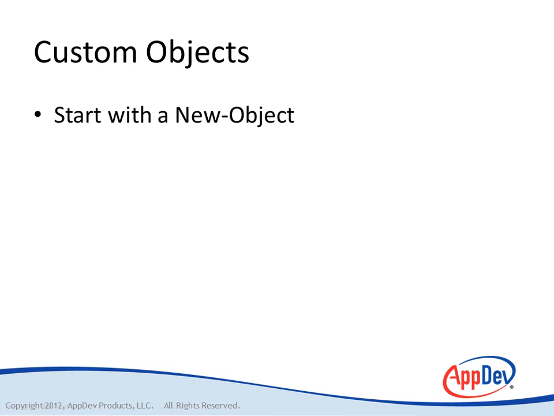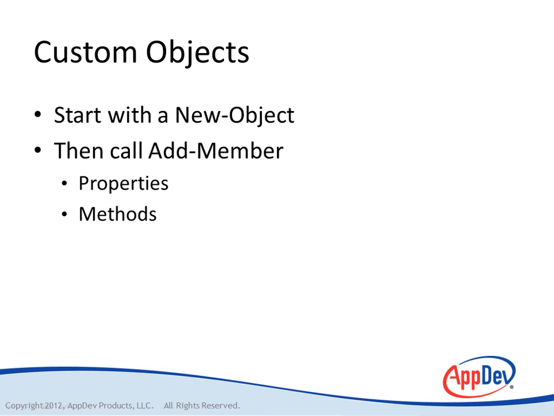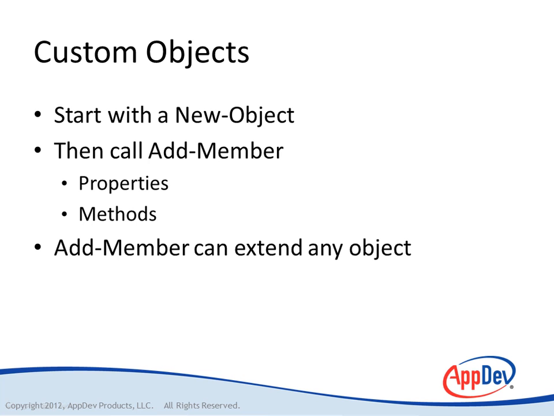And then once you've got that object, you would call add member, which is a command that you can use to add things onto existing objects. And so you can add properties and you can add methods. Add member can be used to extend any object. So it's actually probably more common to extend existing objects than it is to just start from scratch with system object and create something out of whole cloth.